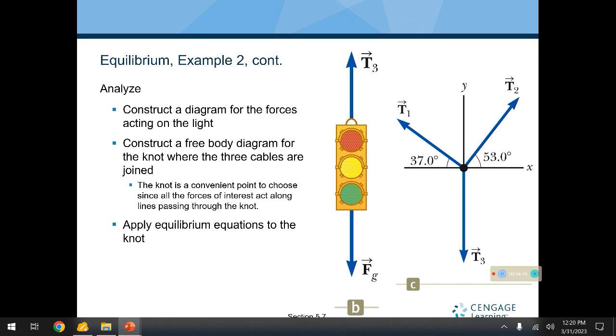Here, let's just make it dumb. Weight of the stoplight is going to be 20 newtons. Calculate the tension in all 3 cables.